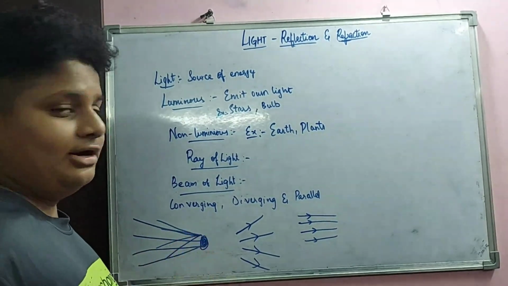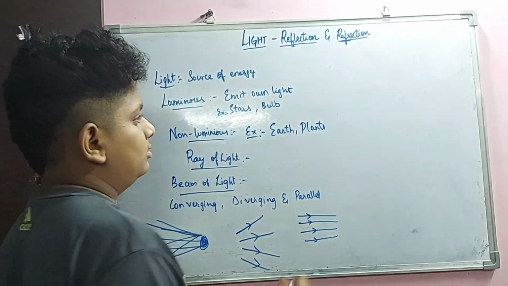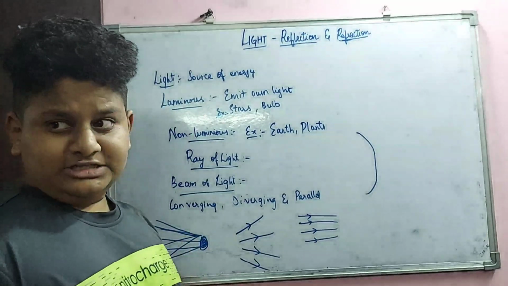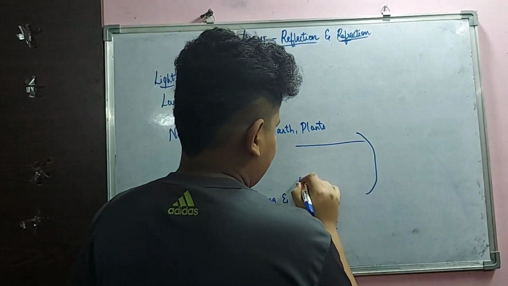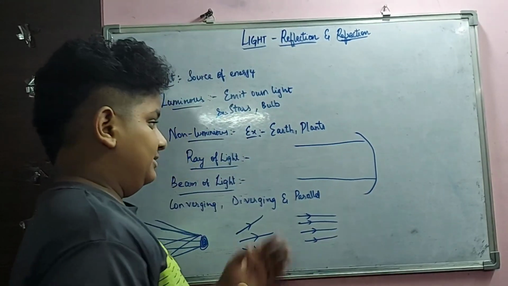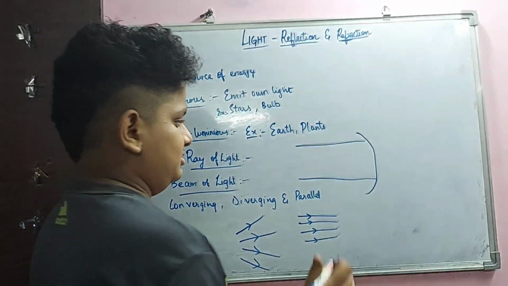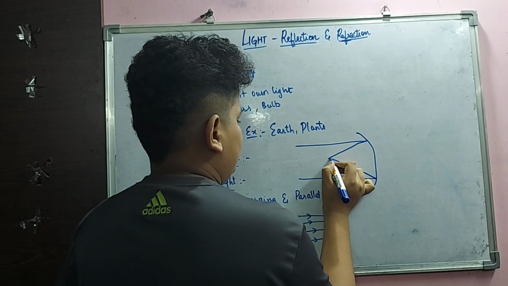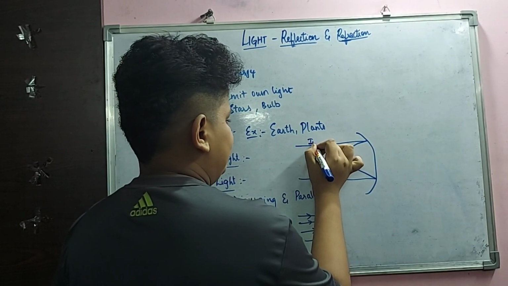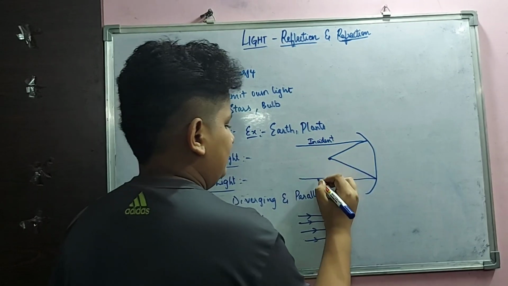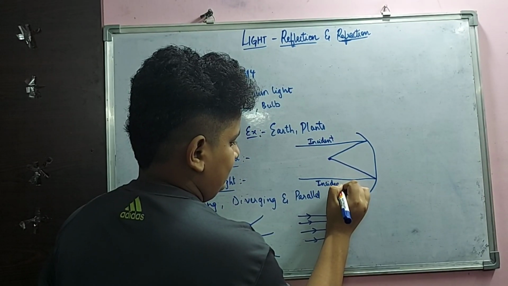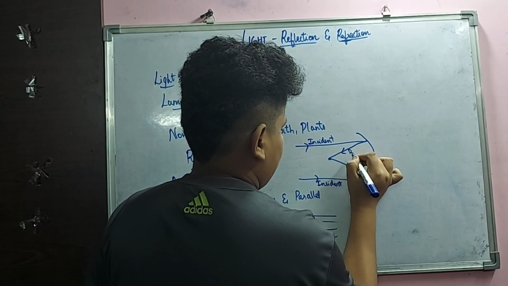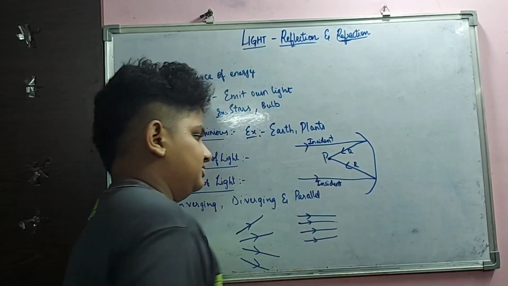Let's see these rays on a concave and a convex mirror. This is a concave mirror. When a light is passed on it, they get converged, and the concave mirror has converging rays. They get converged and meet at a point. Here, this beam of light is known as the incident ray, and this is also called an incident ray. Here, this is the reflected ray. And this is the point of incidence.